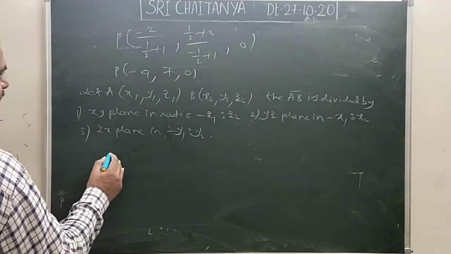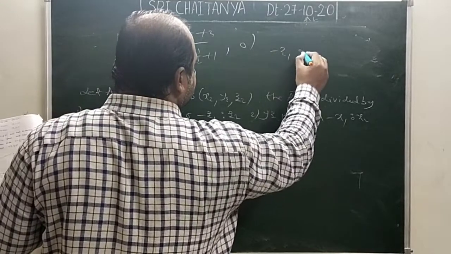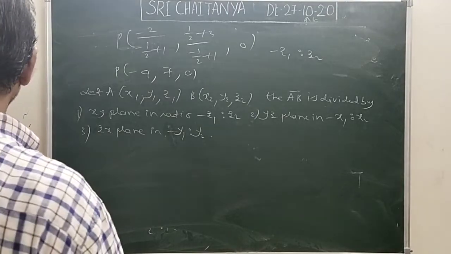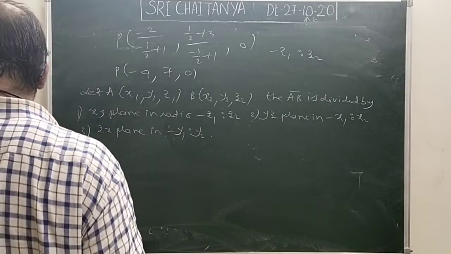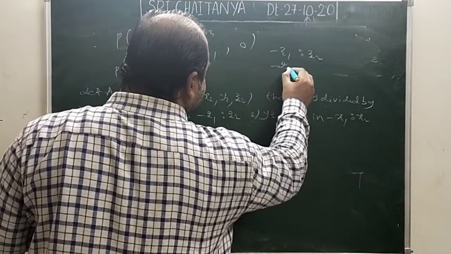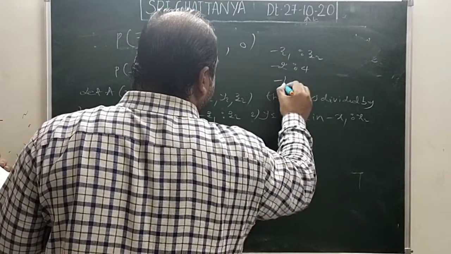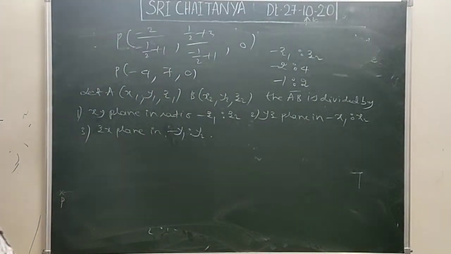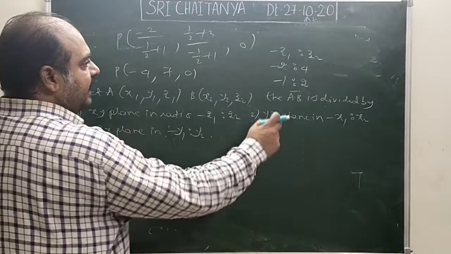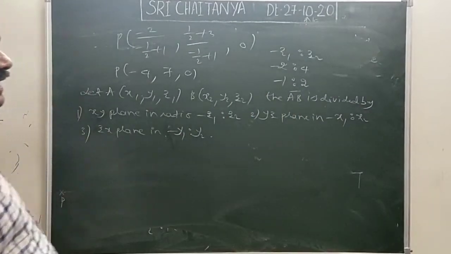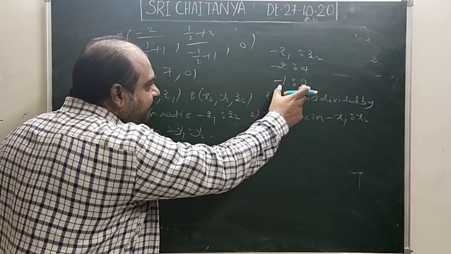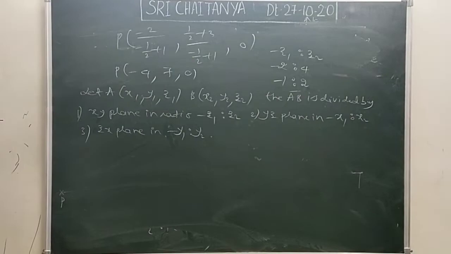XY plane means, what is the formula here? Minus z1 is to z2. That means the XY plane divides AB bar in the ratio minus z1 is to z2. That means minus 1 is to 2. That means the XY plane divides AB bar in the ratio 1 is to 2 externally. If you want to find P, find the point which divides AB externally in the ratio 1 is to 2. By taking this ratio, you can find this point.